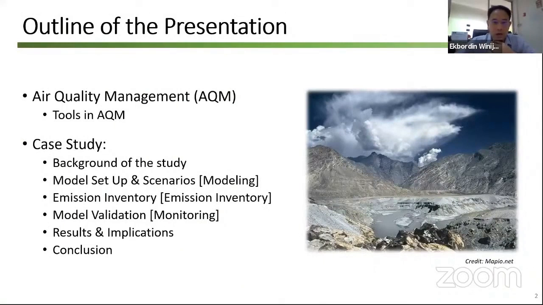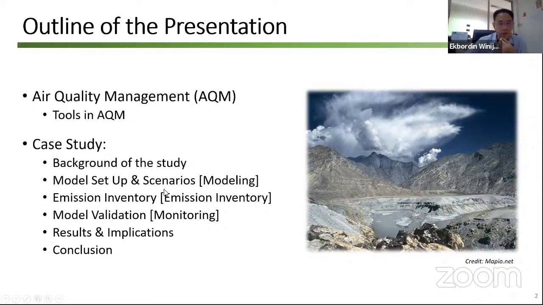Okay, so the outline of this presentation: first I'm going to talk a little bit about air quality management. So how can we manage the quality of the air? And then we will go to different tools that we use in air quality management. Then I will use the case study to explain how air quality management can be done by using air quality modeling. I will start with some background about the study. Then I will talk about the model setup.